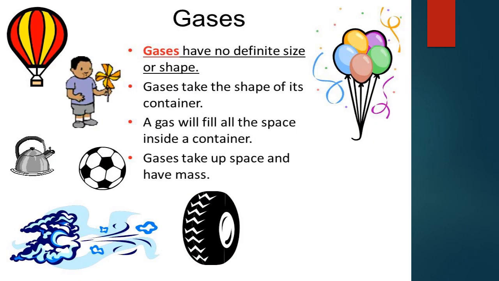So the next state of matter is gases. What are gases? Gases are substances that have neither a definite shape nor definite volume. Gases always take the shape of the container in which they are filled. For example, here we can see we fill air into a ball, tire, balloons, etc. And here we can see that the air is taking the shape of the container in which it is filled.